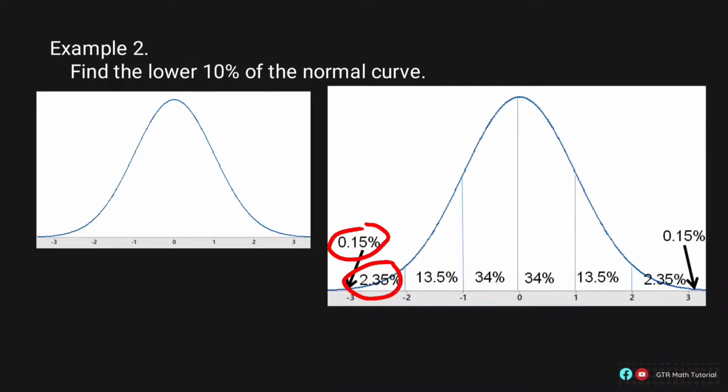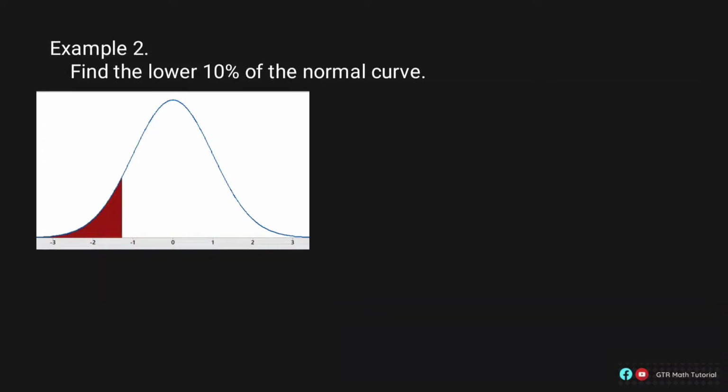So kulang pa. So 2.5% ang area ng z-score na negative 2. Okay? So kapag negative 1 naman, sobra naman siya. So 2.5 yan plus 13.5. So lampas na ng 10%. So therefore, ang hinahanap natin na z-score ay nasa pagitan ng negative 2 and negative 1. Okay, so ito estimate. So ayan yung value ng z-score natin na lower 10%.